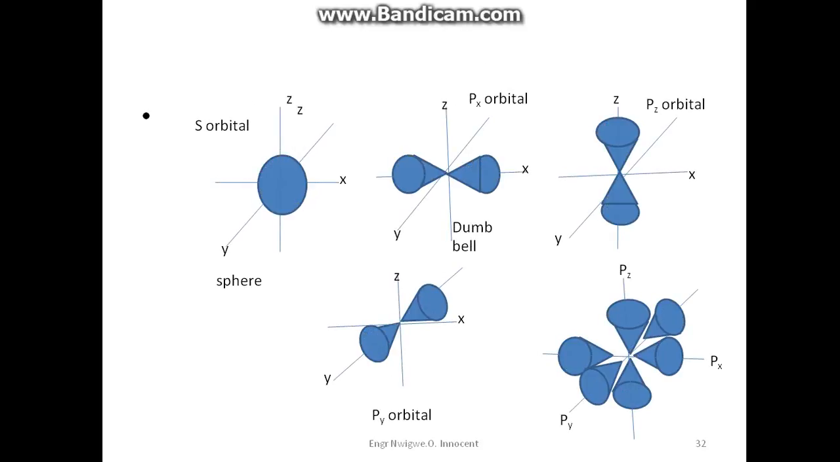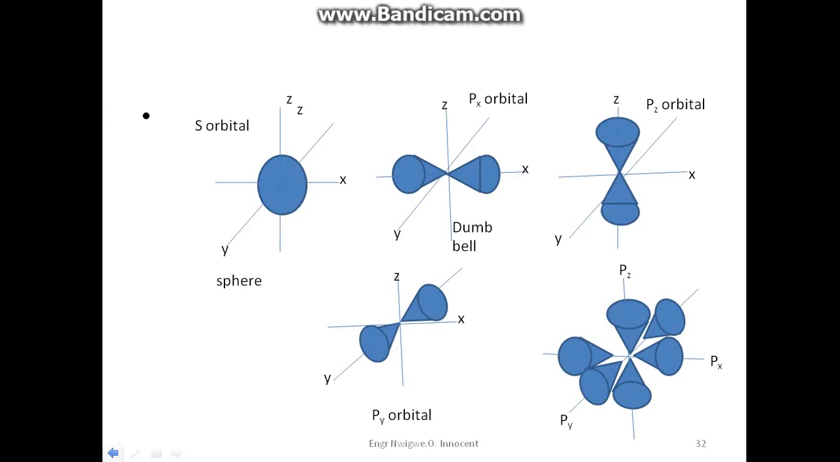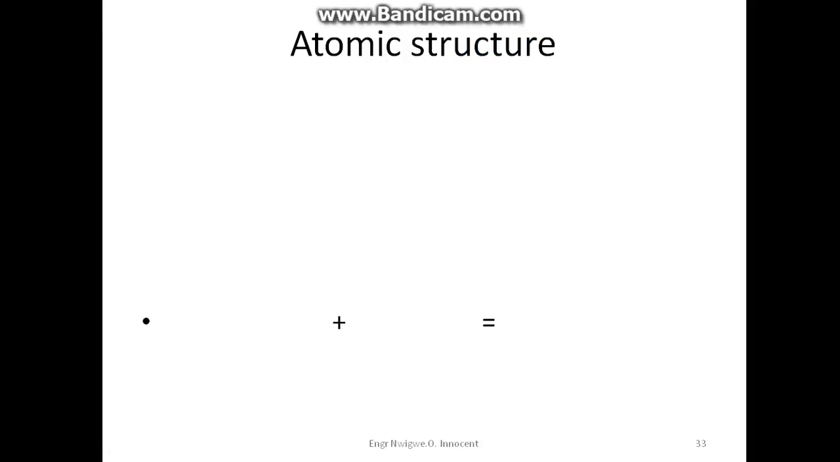Here is the s orbital. The s orbital has a spherical shape, as you can see in this diagram. The p orbital has a dumbbell shape. The dumbbell can be on the x-axis or the y-axis or the z-axis. This represents the p orbitals. For example, it can also be combined in this form as both horizontal, vertical, and the z-axis.